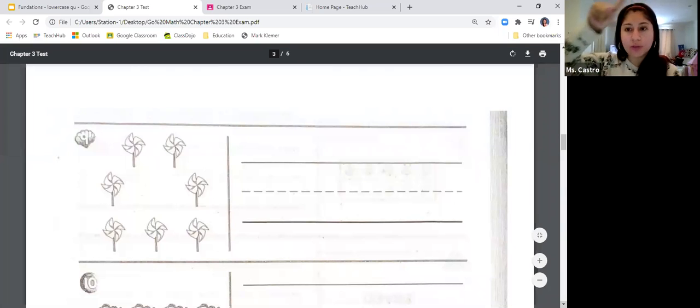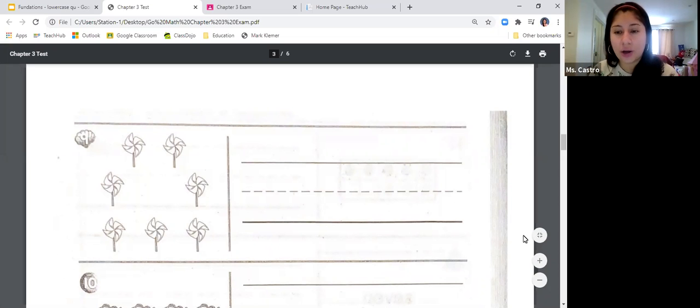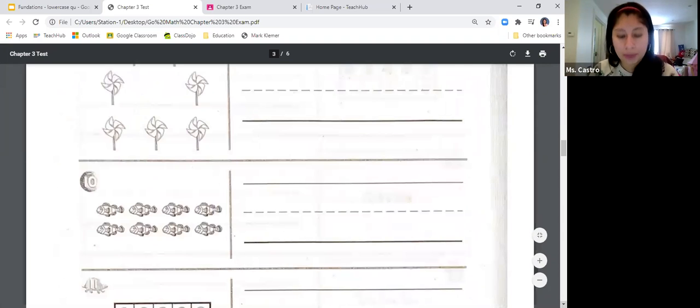So because the pinwheels are in a circle, like I've taught you many times, the best strategy is to label the pinwheels so that way you're not counting an extra pinwheel that you're not supposed to count, okay? And then once you finish labeling, then you write your answer on the line as to how many pinwheels you have. Number 10, count how many fish. Write the number. Same thing, count, label, take your time. Once you finish counting and labeling the fish, you write your answer on the line.